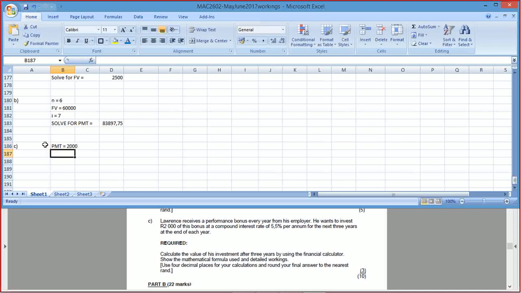So he wants to invest every year, so 2,000 is your payment, your I is 5.5 and your N is 3. Three years is N, and for the end of each year you want the future value. So 3, 5.5, payment of 2,000. What did you get? 6336.05. Correct.